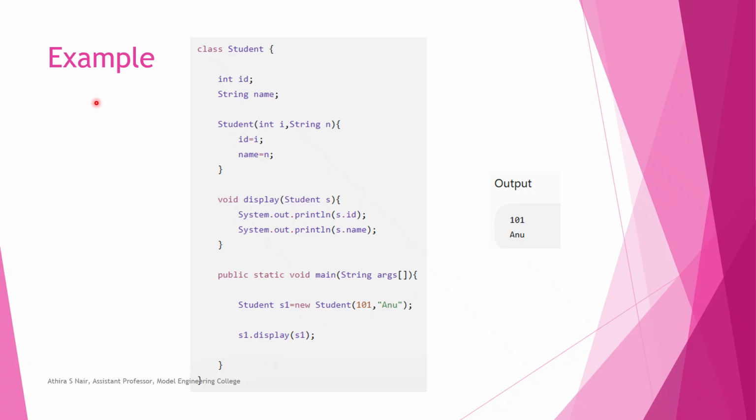So we use objects as parameters when a method needs to work with the data contained in another object. It is particularly useful if we want to compare two objects, transfer object information, perform calculations using object data, and implement object-oriented algorithms.